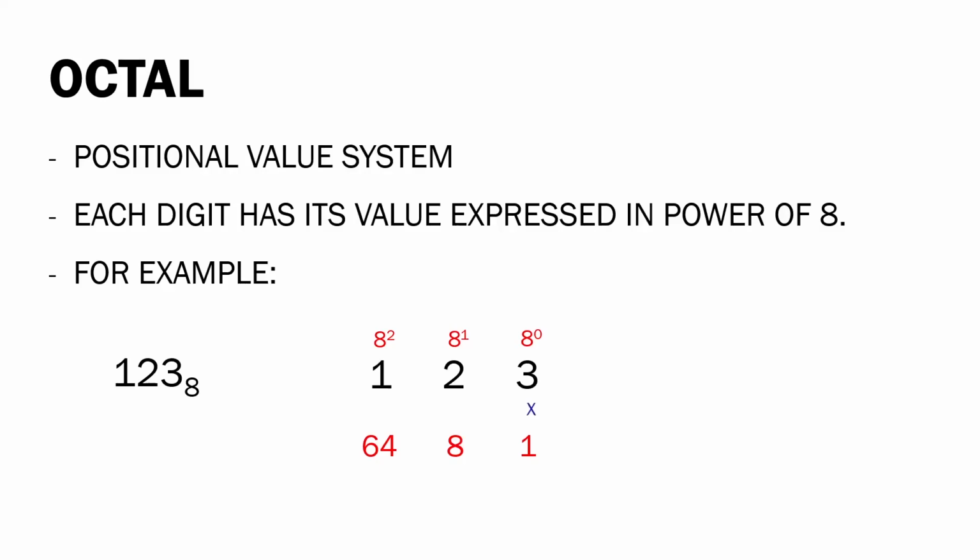So 3 times 1 is equal to 3. 2 times 8 is equal to 16. And 1 times 64 is equal to 64. And we'll get the sum. 64 plus 16 is equal to 80. Plus 3 is equal to 83. And you'll notice that the base value is 10, or 83 decimal, because the decimal equivalent of any octal number is the sum of the product of each digit with its positional value in octal. Okay?